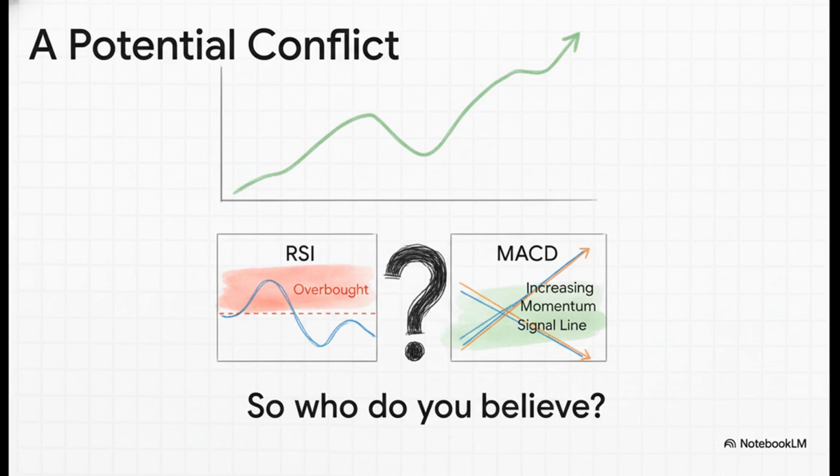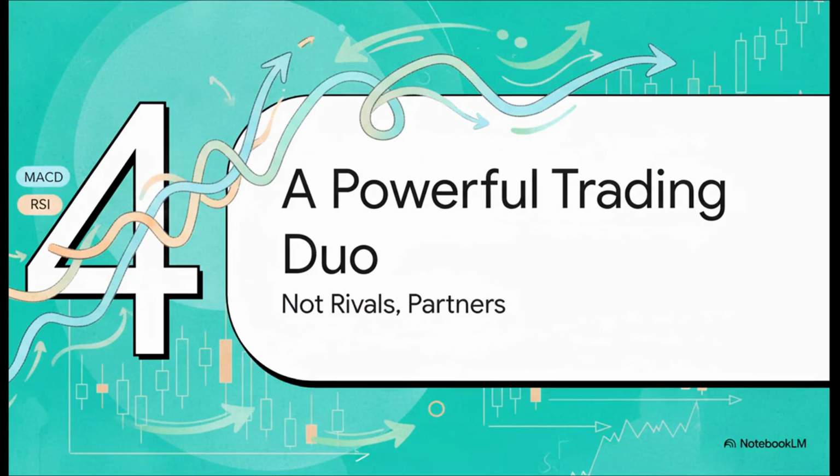But at the very same time, you look at your MACD, and its lines are still spreading apart, signaling that buying momentum is actually getting stronger. So who do you listen to? Well, here's the secret. The answer isn't to pick a favorite. The real power here comes when you stop thinking of them as rivals and you start seeing them as partners. They aren't meant to be used alone. They are, in fact, an incredibly powerful trading duo.